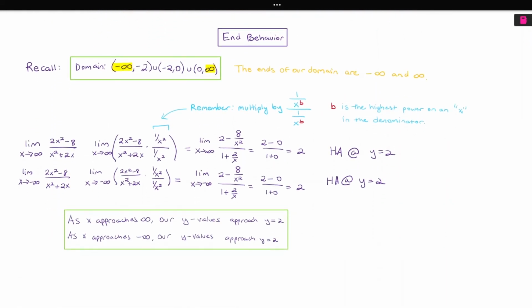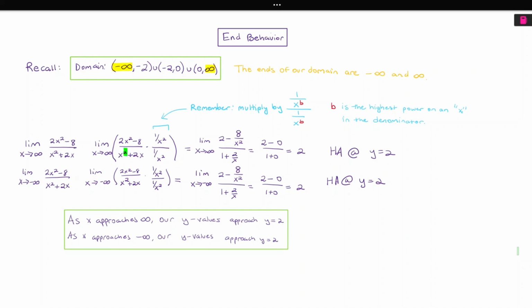Now for the end behavior, we have to find what is happening at the ends of our domain. In this case, it's negative infinity and infinity. And so for this, we have to find the limit as x approaches infinity and as x approaches negative infinity. Here we're going to multiply by 1 over x to the b over 1 over x to the b, where b is the highest power on an x in the denominator. In that case, this is 2. So we're going to multiply by 1 over x squared over 1 over x squared.